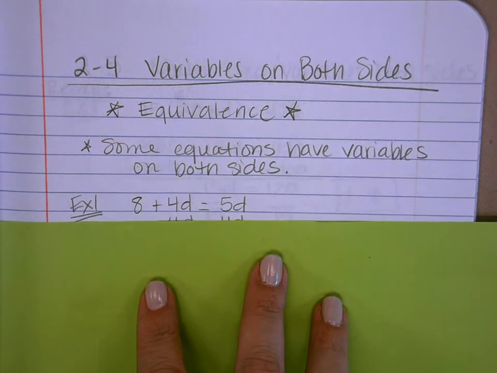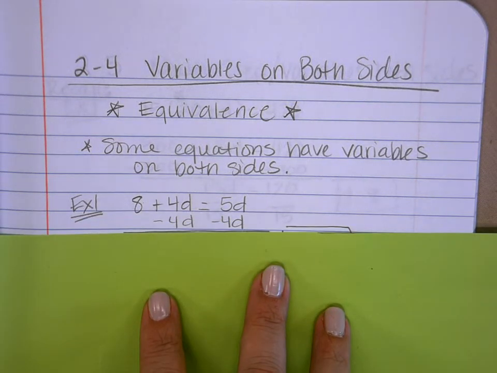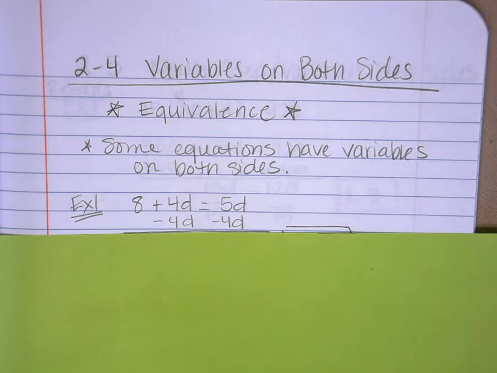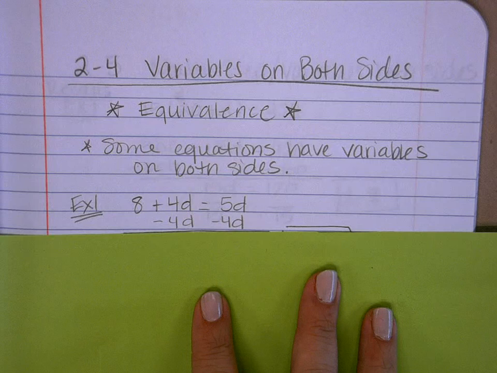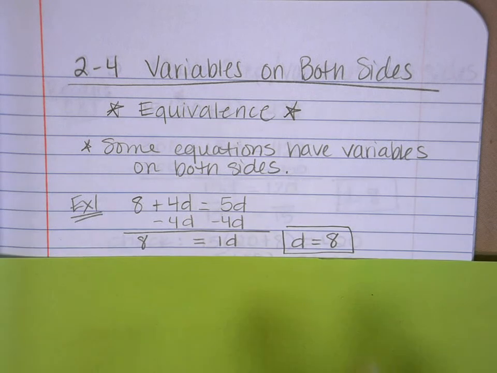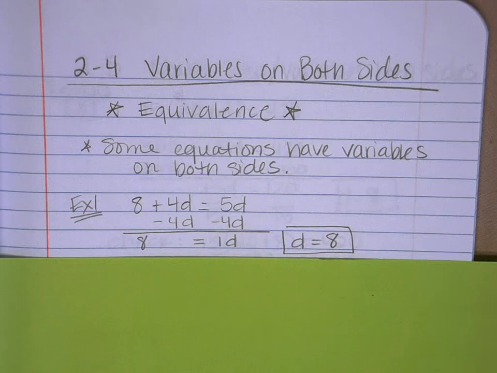We subtract 4D from both sides. Okay, that will give us what? 8 equals what now? 1D. So really that's the same as D equals 8, correct? You follow me so far on that one? Okay, so D equals 8. Are we finished? Are we done?